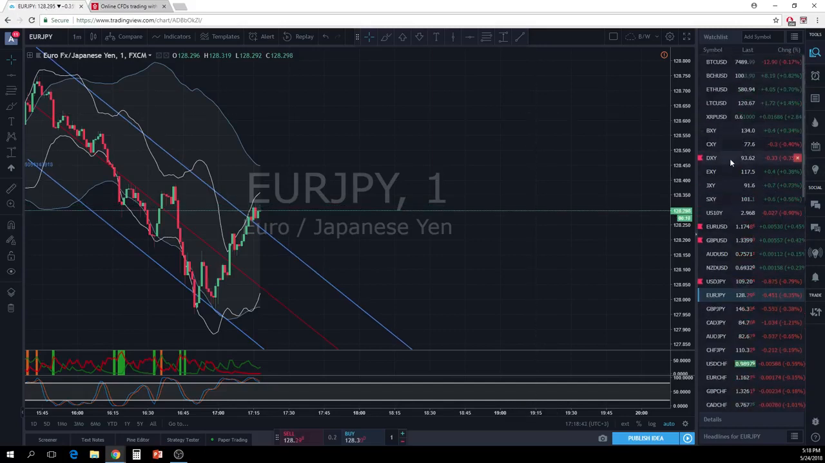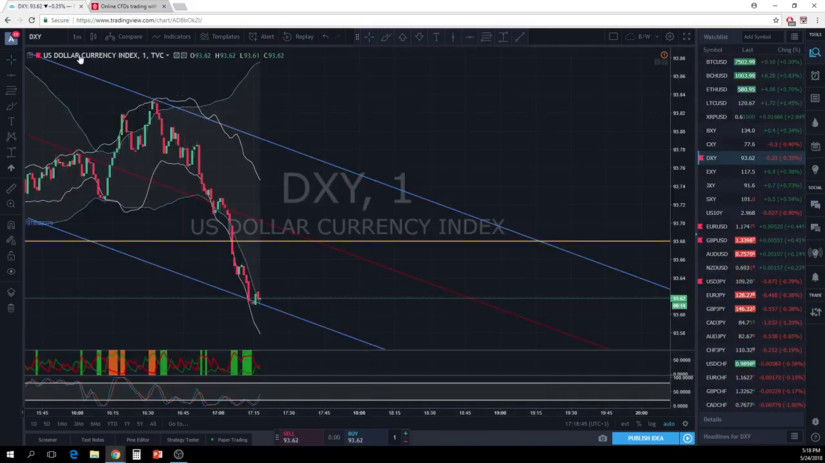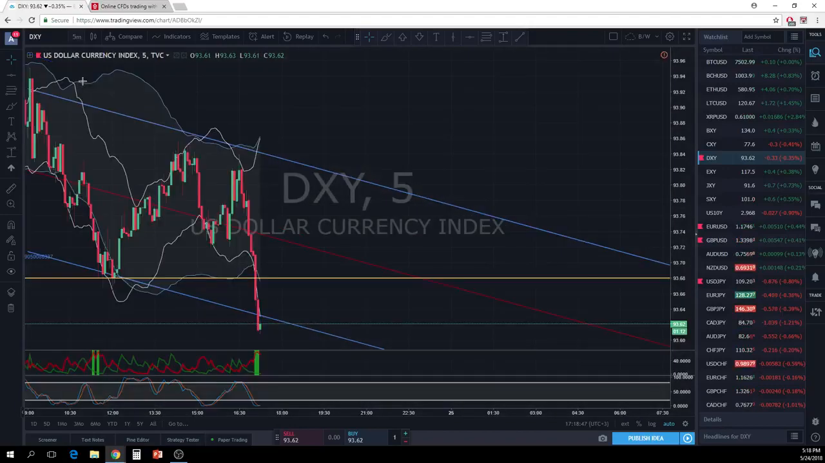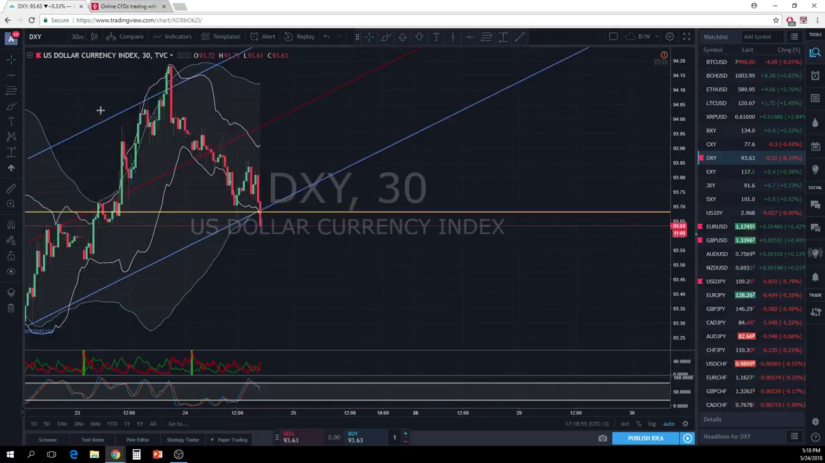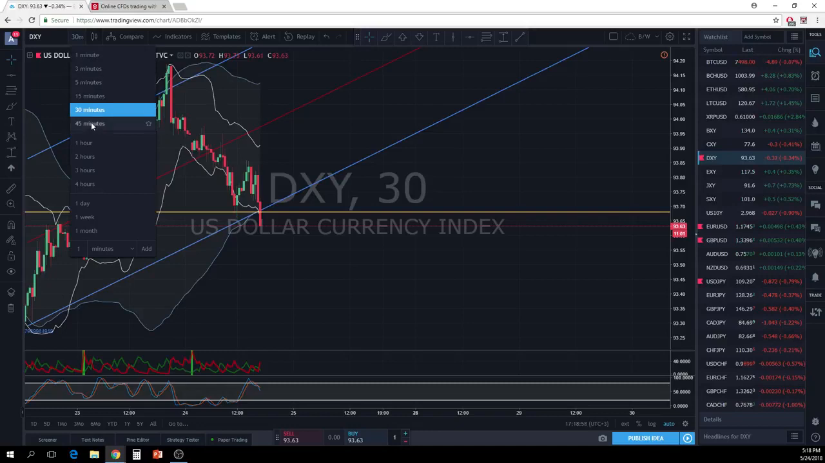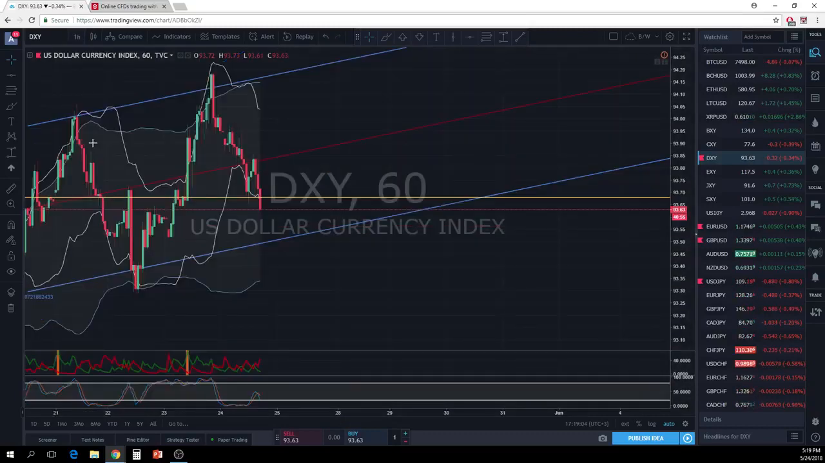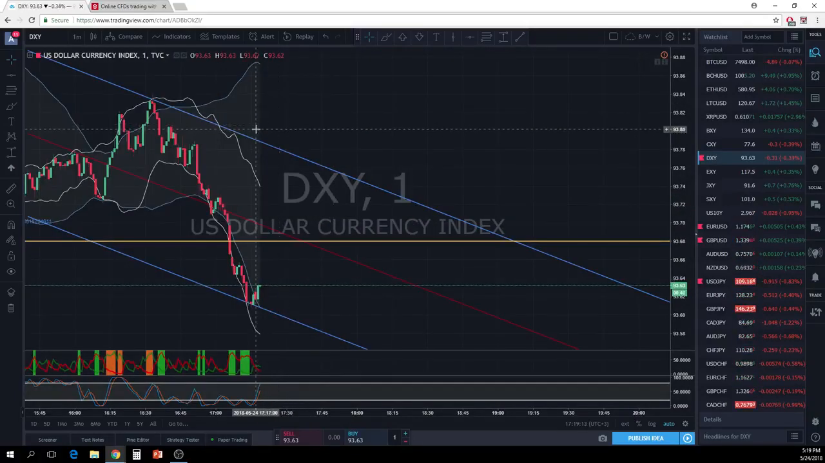Let's take a look at where the dollar is right now. It's fairly low in 5 minutes. Look at 15 minutes, it still can decrease, and same on 30 minutes. It's still open. Look at 1 hour. That's what I'm looking at. On 1 hour, it still has a lot of room to decrease. And that's exactly what I'm looking forward to happening.